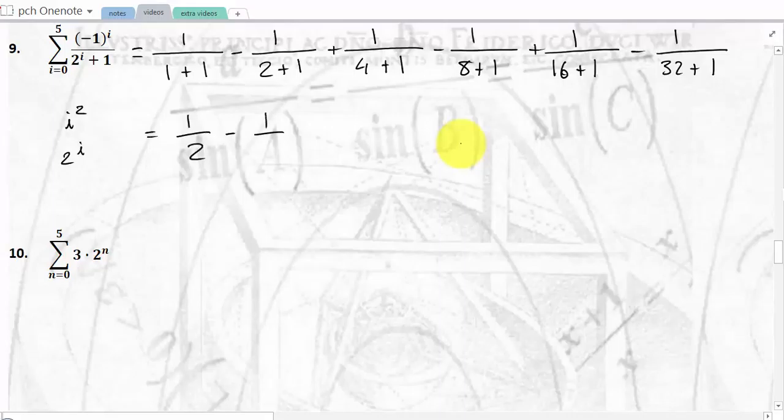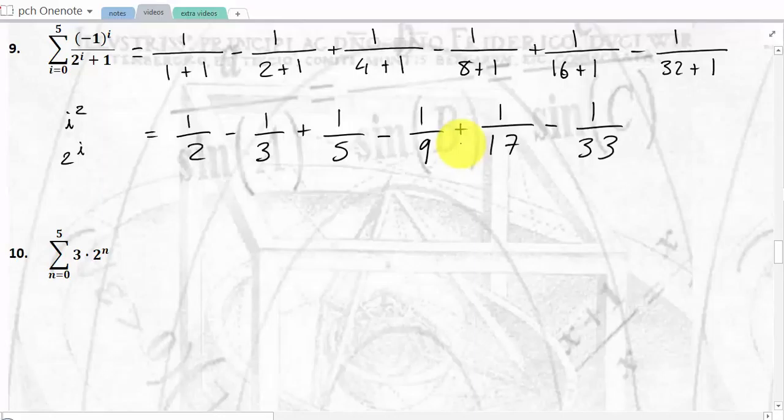2 to the i: 2 to the 0 is 1, 1 plus 1 is 2. I equals 1, 2 to the 1 is 2, 2 plus 1 is 3. I equals 2, that's 4 plus 1, then 8 plus 1, then 16 plus 1, then 32 plus 1. So it is 1/2 minus 1/3 plus 1/5 minus 1/9 plus 1/17 minus 1/33. Here we go. This is the sum.